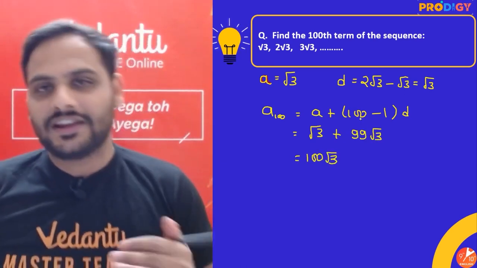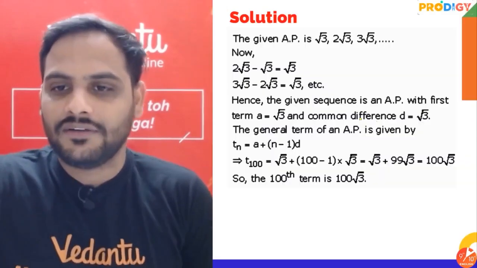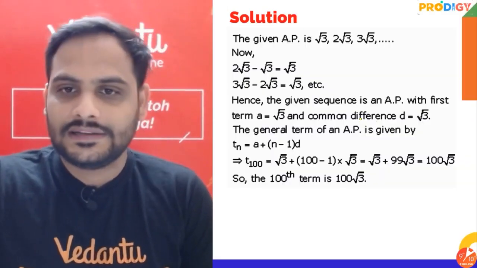First term is root 3, second term is 2 root 3, third term is 3 root 3, 100th term will be 100 root 3. All right, okay.